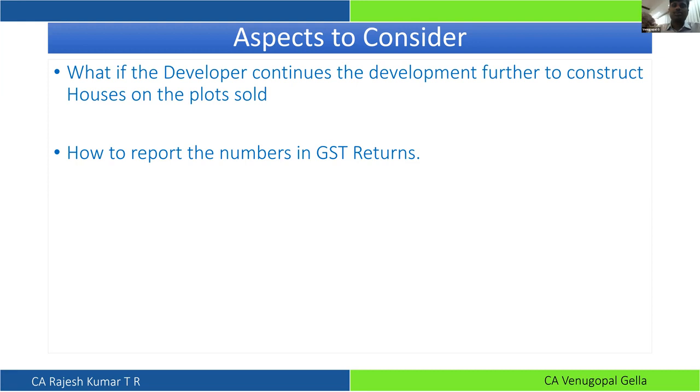So the developer now has to charge like a works contract, where he has engaged a contract of constructing a building for that end customer, and he has to levy 18% on whatever is the value which he has agreed, say the 1,500 per square feet, he has to levy.